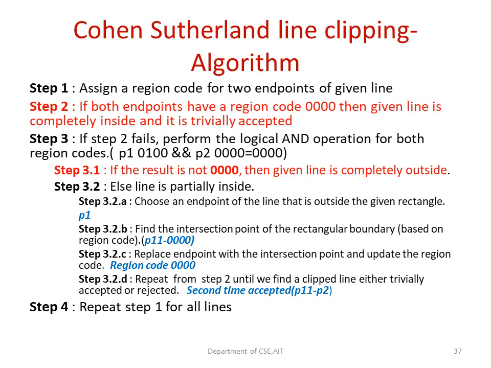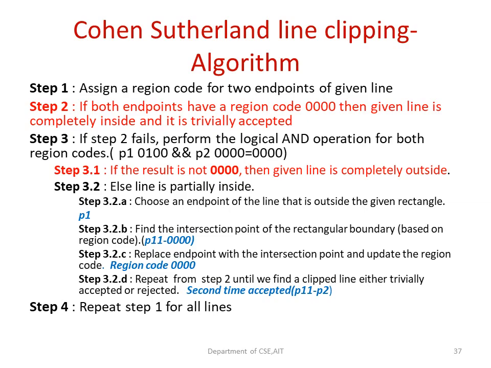So when we consider the points P1 and P2 with their region codes as 0100 and P2 equals 0000, we'll see that both of them are not equal to all zeros. That is why they will be logically ANDed, and you will see that the result will be 0000, which means that the line is partially inside.